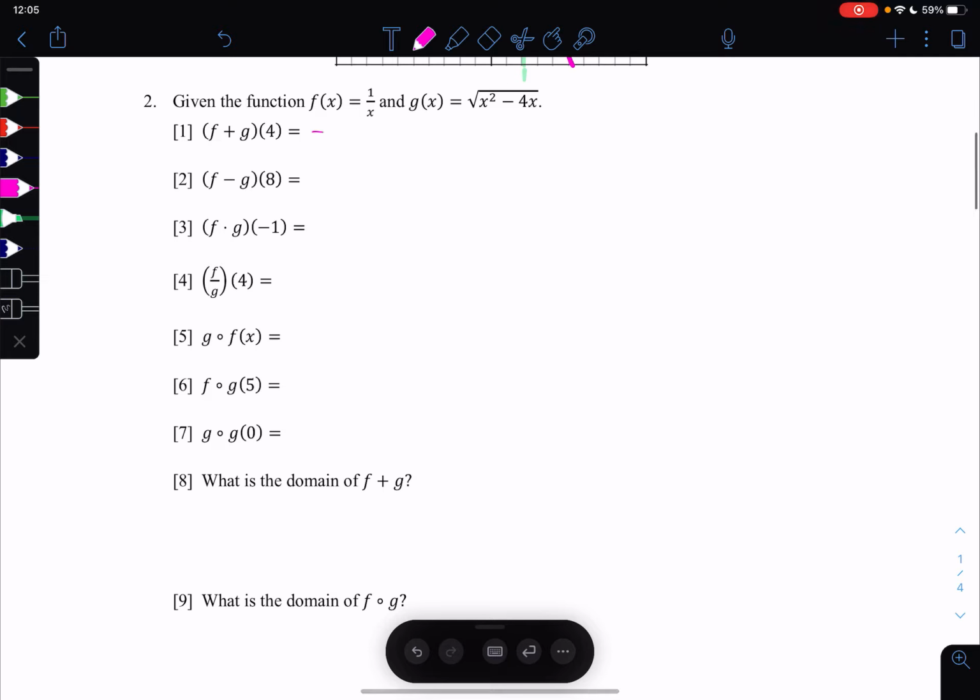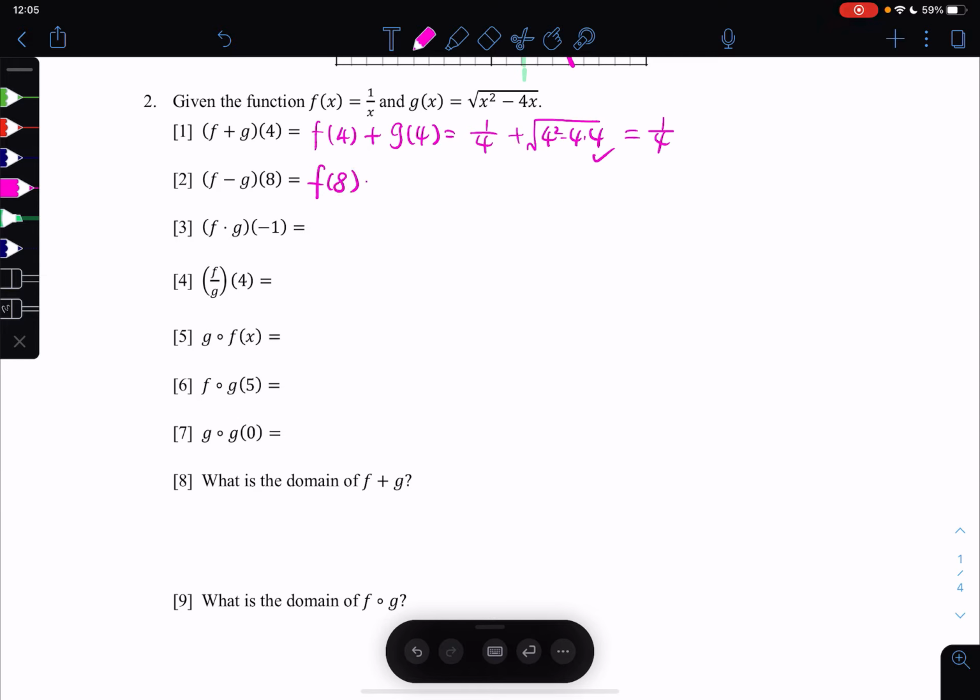The next problem asks you to do function evaluation based on basic arithmetic calculations or function composition. So the first one essentially asks you to do function summation. It's equivalent to adding two numbers together like that. Hence, it's 1/4 plus square root of 4 squared minus 4 times 4. You can simplify if you want to, but you will get full credit once you stop there.